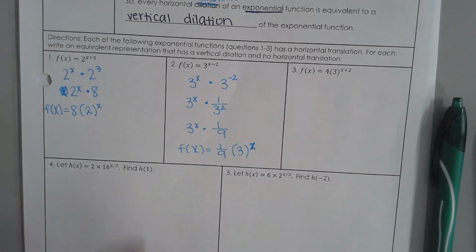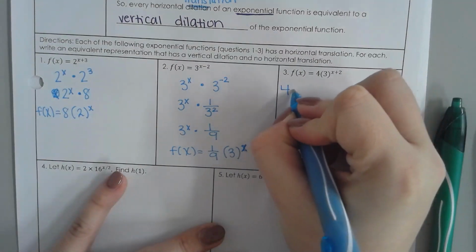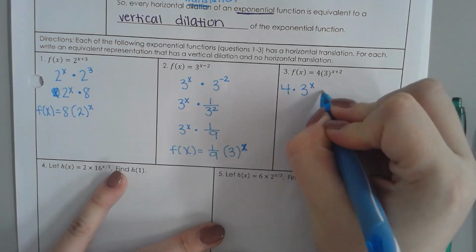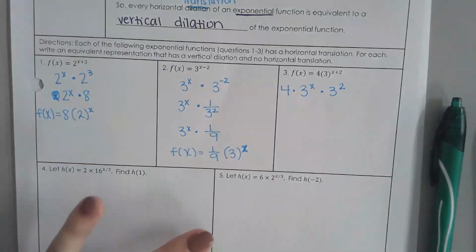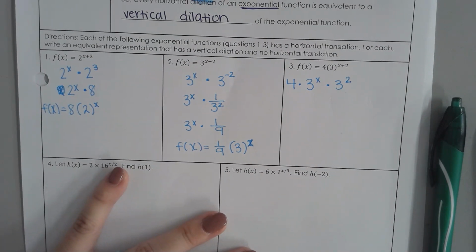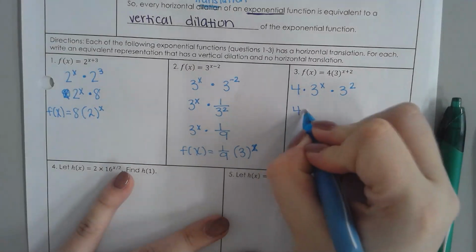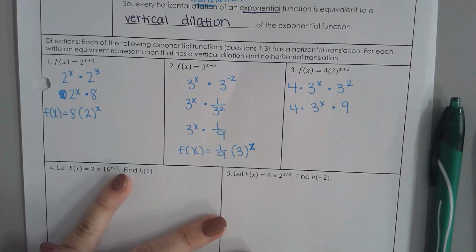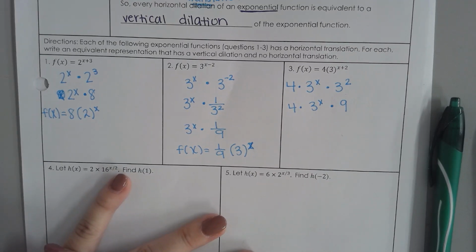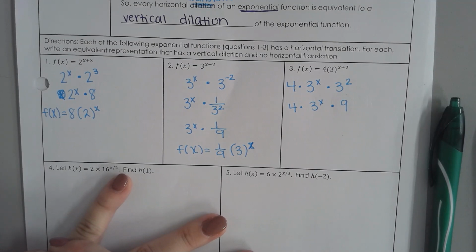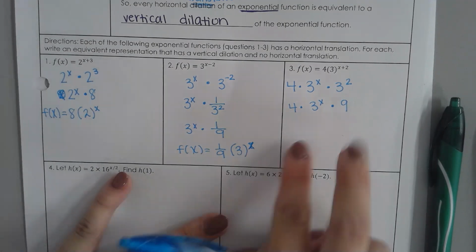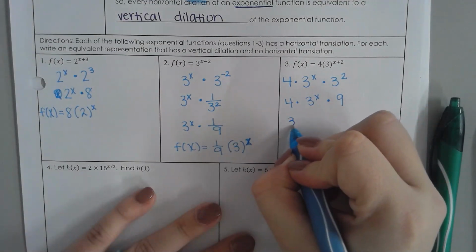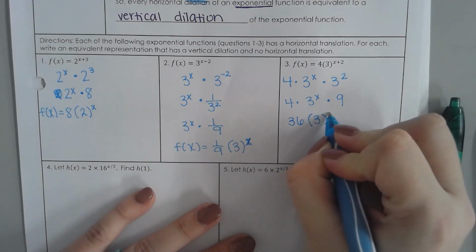Okay. Number 3, this is 4 times 3 to the X times 3 squared. Which is 4 times 3 to the X times 9. Is there anything else that I can multiply together? The 4 and 9, those are just numbers. You go ahead and multiply those. 4 times 9 is what? 36. So this is 36 times 3 to the X.